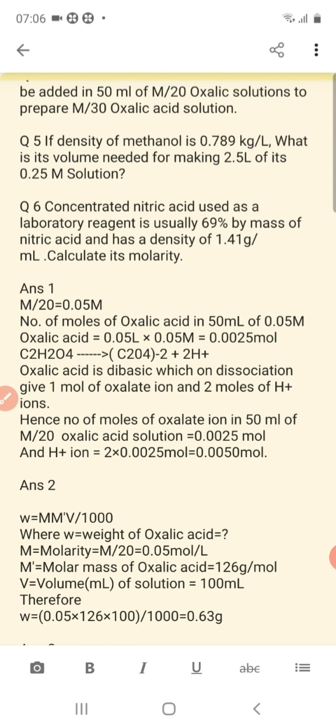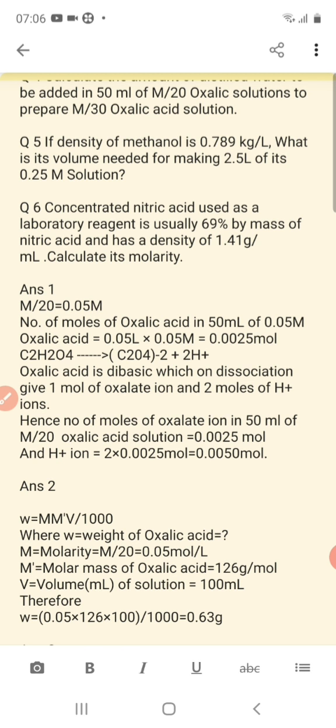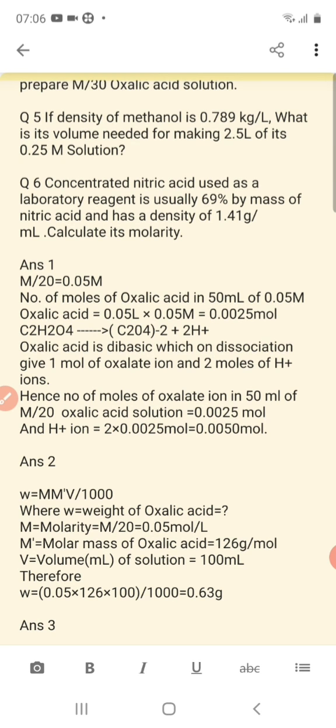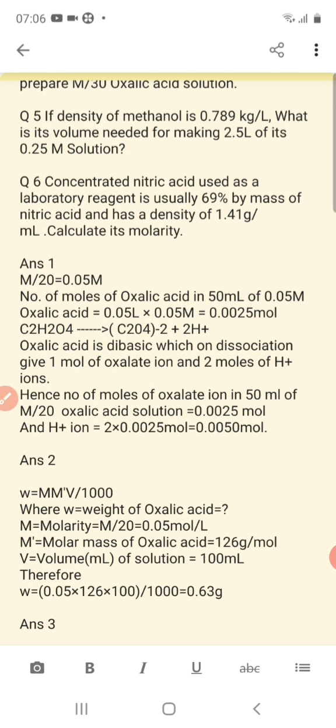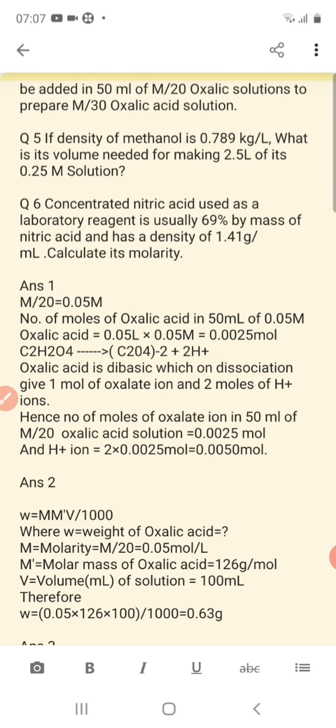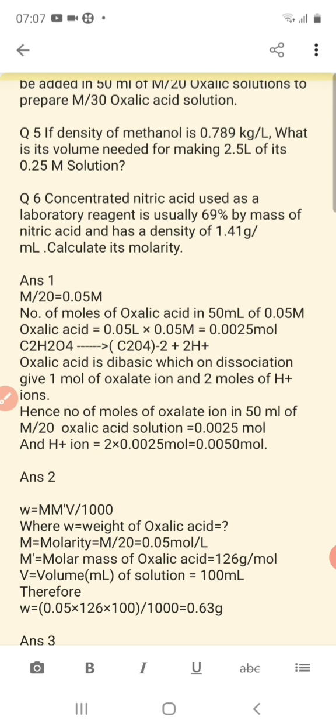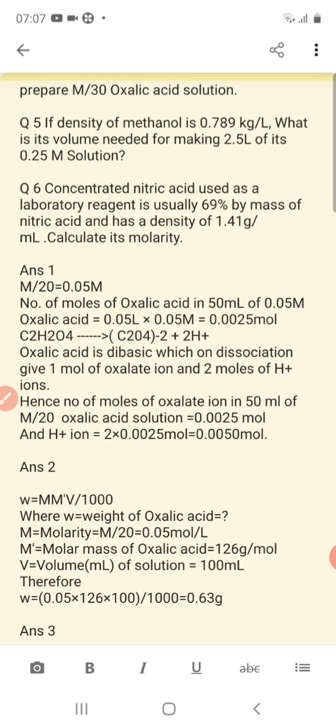In this question you have to find the volume of methanol to be taken so that for preparing 2.5 liter of 0.25 molar solution. It means how much volume of methanol should be taken so that after dilution it may be converted into 2.5 liter having molarity 0.25 molar. And the density of methanol is given as 0.789 kg per liter. Density is defined as mass per unit volume.